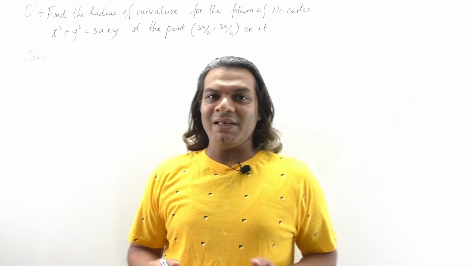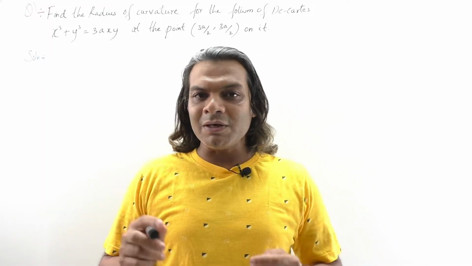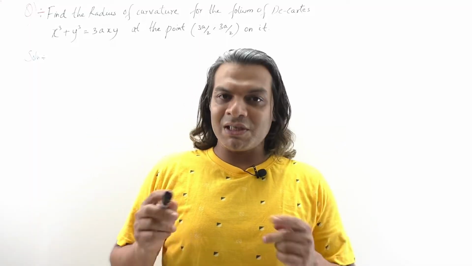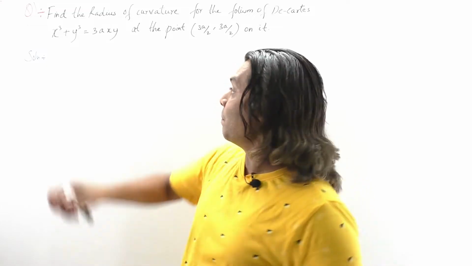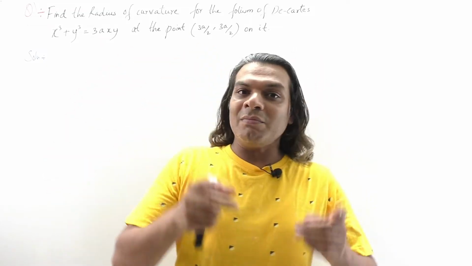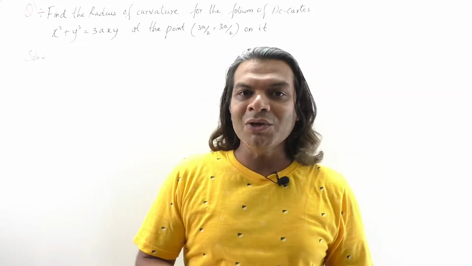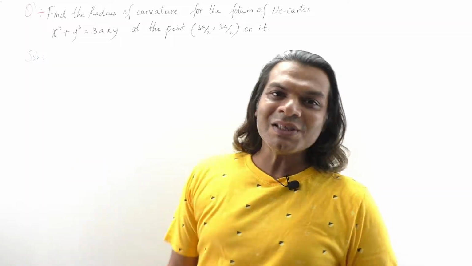As you've seen in the derivation, we derived the relation for radius of curvature as rho is equal to (1 plus (dy by dx) whole square) whole raised to 3/2 upon d square y by dx square. That means you need to first find dy by dx, put the points on it. Then from dy by dx find d square y by dx square, again put the points and put in the formula to get the radius of curvature for the Cartesian curve. So let's start solving this problem.